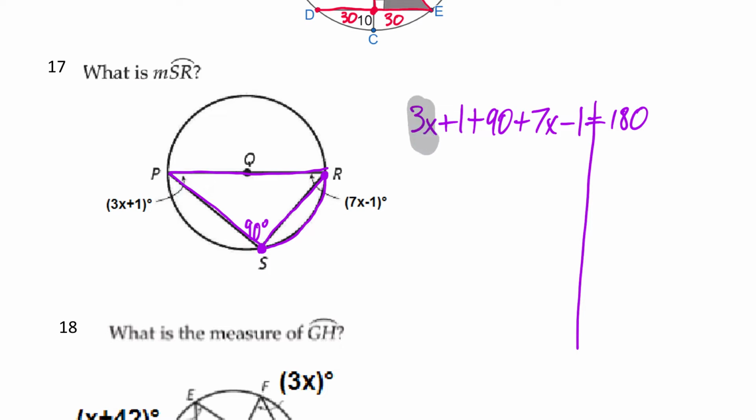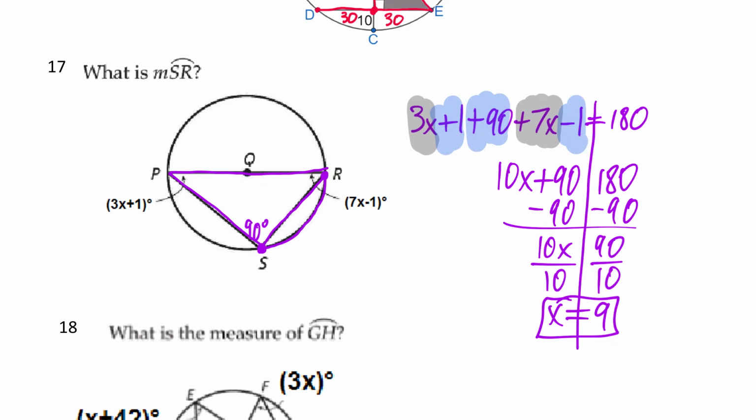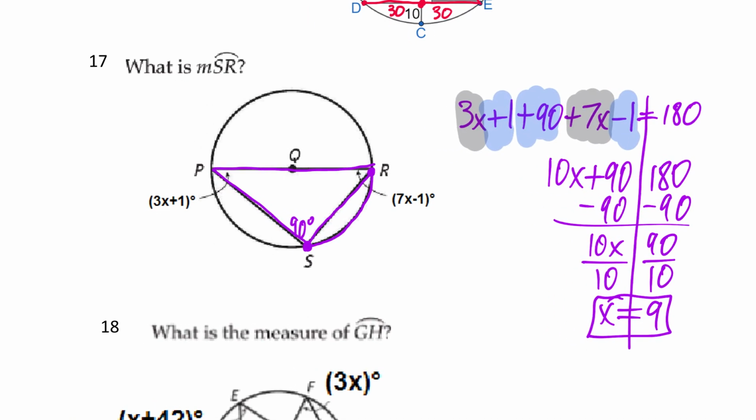And from here, we're just going to combine like terms. So we have 3x and 7x. It's 10x. And then 1, 90, and negative 1. It's just 90. Equals 180 minus 90. 10x equals 90, divided by 10 on both sides. And x equals 9. So that gets us most of the way there, but we still have two more steps to take before we get to our final answer here.